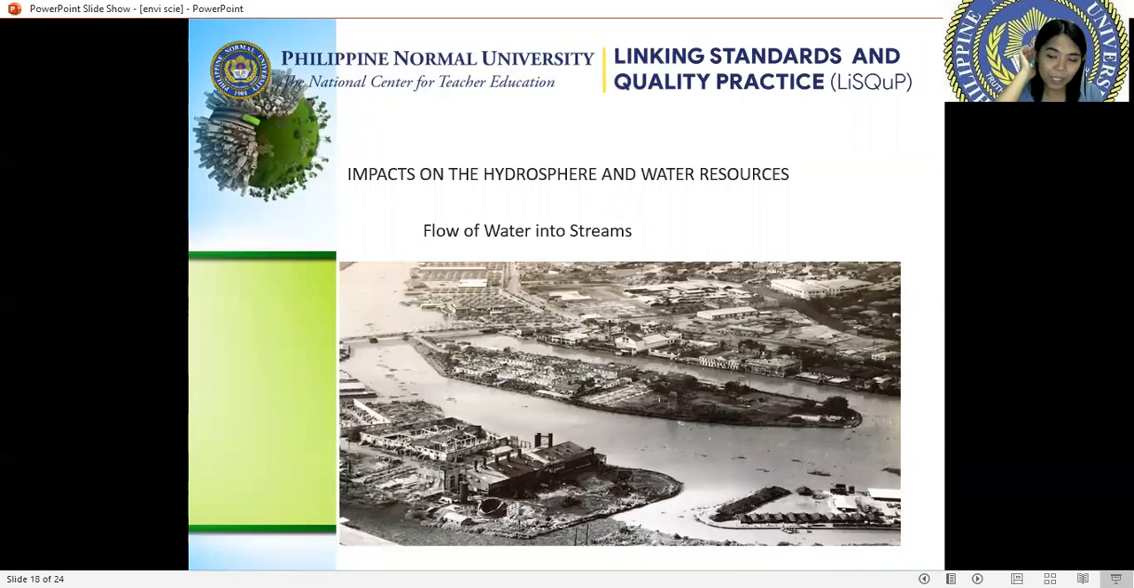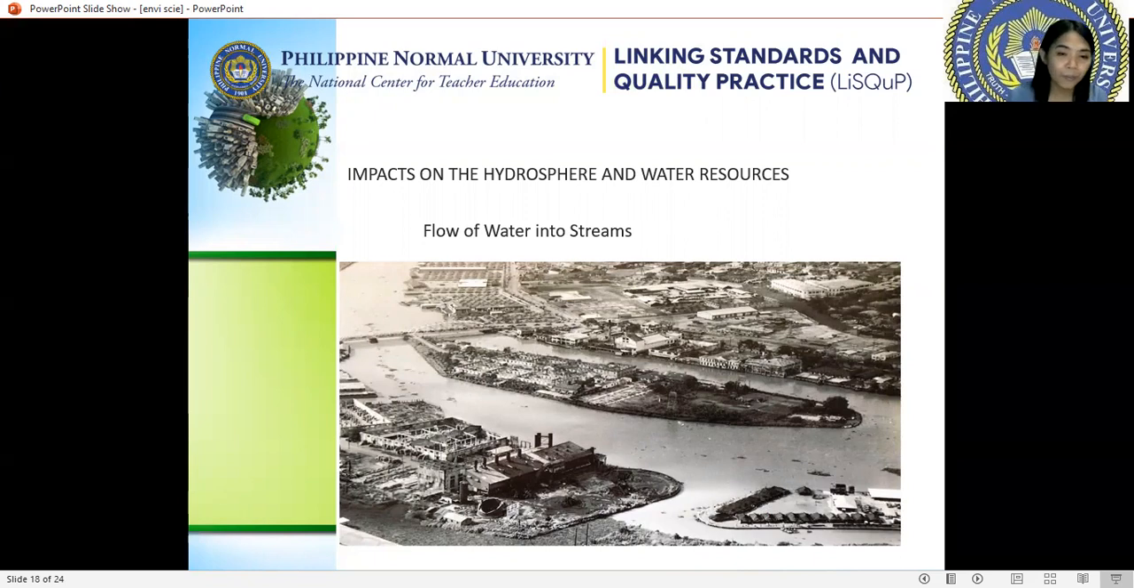So when there is urbanization, the flow of water into our streams is affected. So how? It happens when the natural vegetation is undisturbed, soil is replaced with concrete, asphalt, bricks, and other impermeable surfaces. We cover it with cement. And we all know that rocks barely absorb water. So what will be the effect? It will be flood. And then it also affects the flow of water through streams.